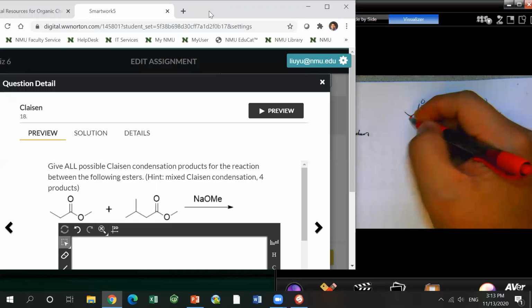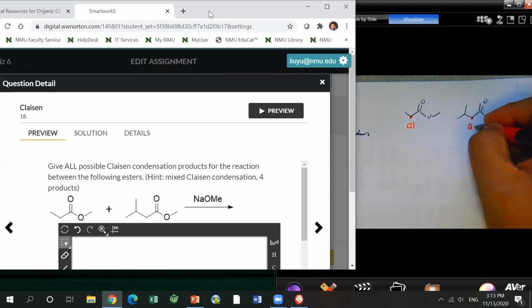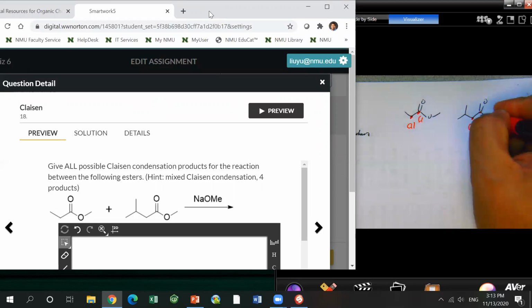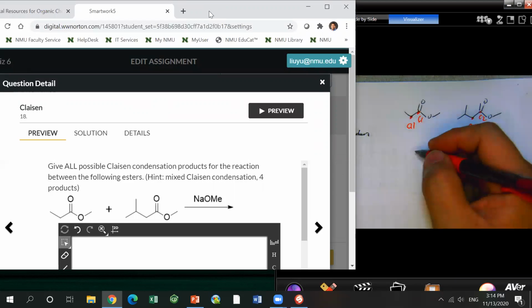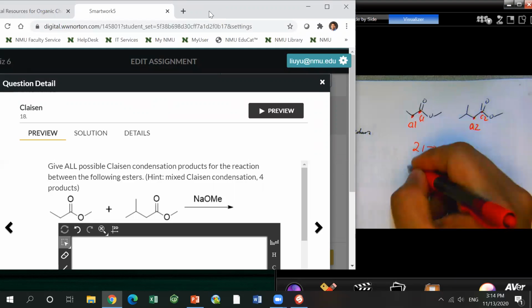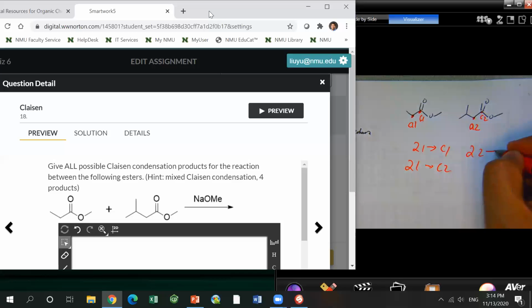Here's the alpha carbon, alpha 1. This is the other alpha carbon, alpha 2. And then that's carbonyl 1, carbonyl 2, so C1 and C2. Now we can have all four possible combinations. Alpha 1 can attack C1, alpha 1 can also attack C2, alpha 2 can attack C1, and alpha 2 can attack C2. So we can draw all these four possibilities.